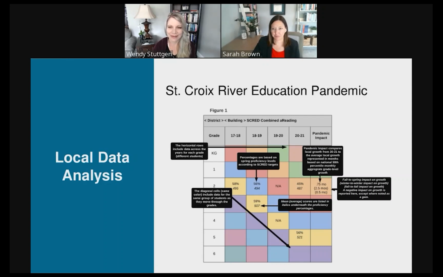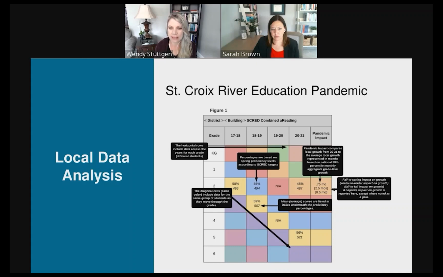Yeah, we conducted a similar analysis looking at historical growth data and then compared it to the 2021 screening data for each benchmarking period. So we looked at fall to fall, winter to winter, and fall to spring to determine the impact of the pandemic over the course of the 2021 school year. I'm going to briefly show you a few examples of how we analyzed and organized our data.